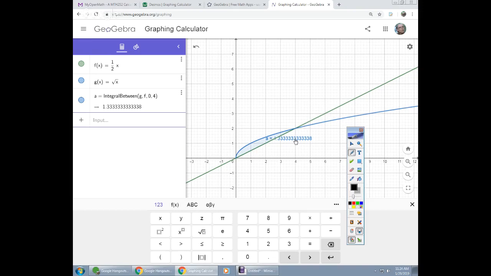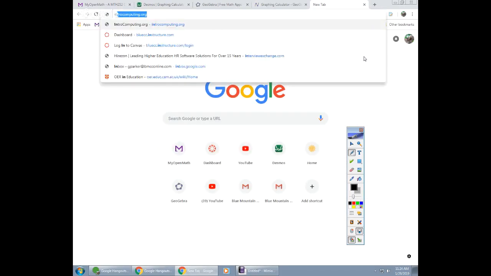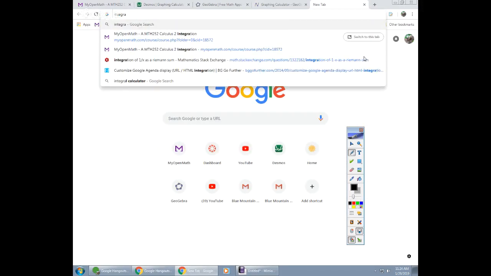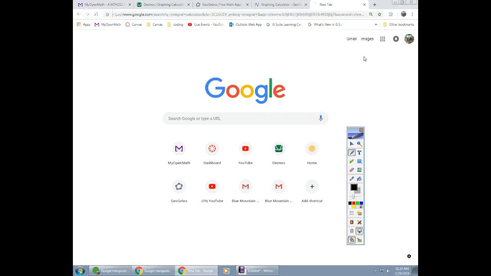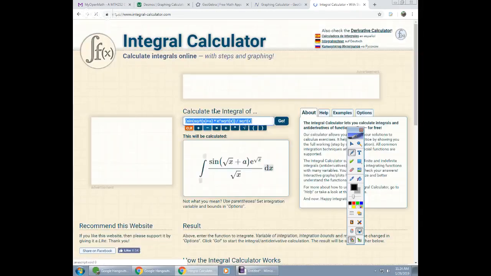However, there is the integral calculator online. I don't know if anyone's checked that out. So just to make sure everyone's on the same playing field, this is not legal to use on a test either. I only use it to check. So integral calculator with steps, exclamation point. Please don't check my searches.